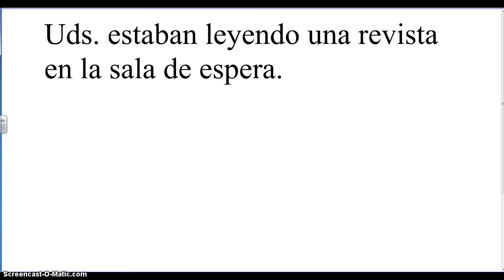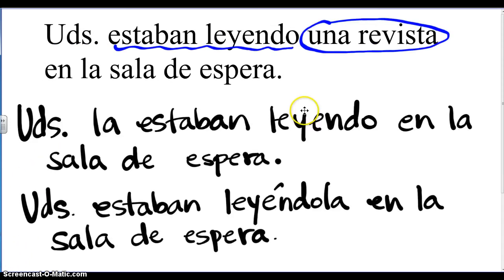Okay, last one, pause the video and rewrite this one. If it's possible to do it both ways, do it both ways. Okay, with the progressive tense, you were allowed to write it 2 different ways, either ustedes la estaban leyendo or ustedes estaban leyéndola. Tricky on this one, it did not have an indirect object pronoun, just a direct object pronoun. So if you added a se, you shouldn't have because there was no indirect object pronoun in this one.